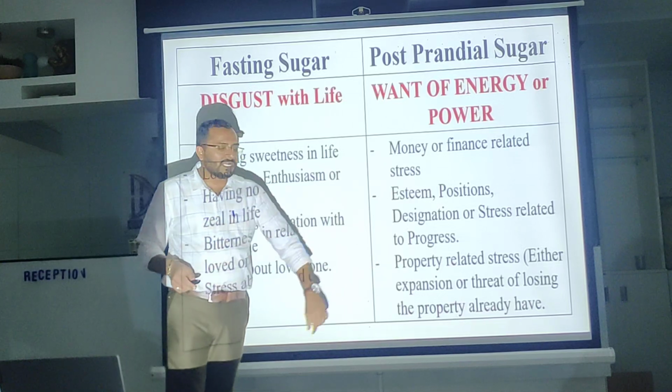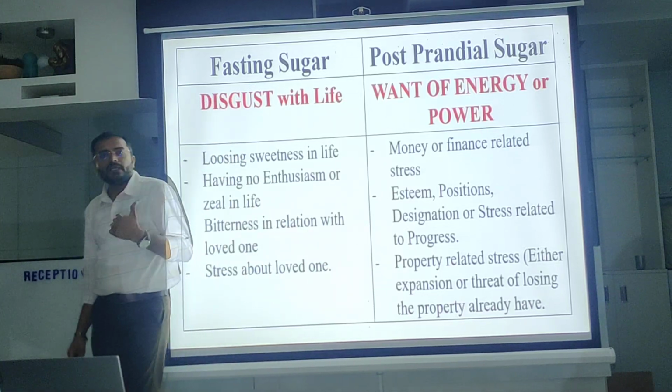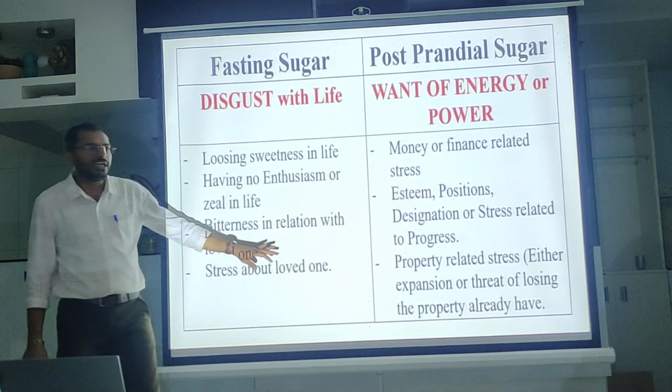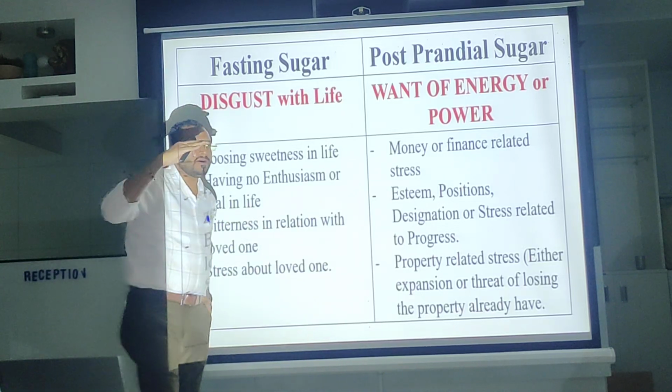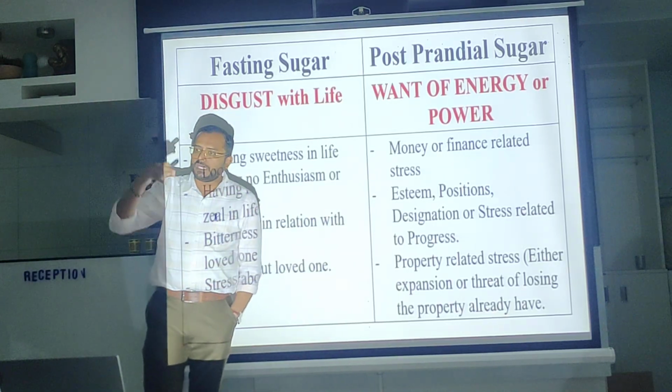Okay, property related. Most of the time the conflict related to the pancreas is related to property. That means a hierarchical or ancestral property conflict going on.